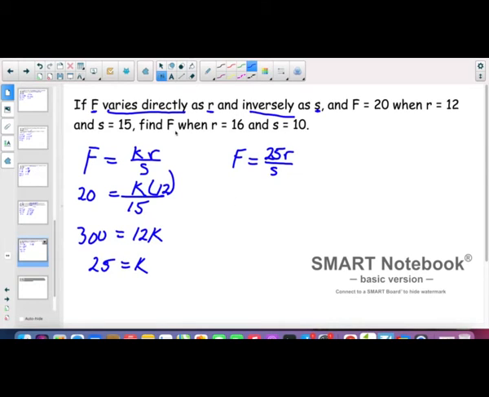And now it says find F when R is 16 and S is 10. So we're going to plug that information in. F equals 25 times 16 over 10. 25 times 16 is 400, and 400 divided by 10 is 40.